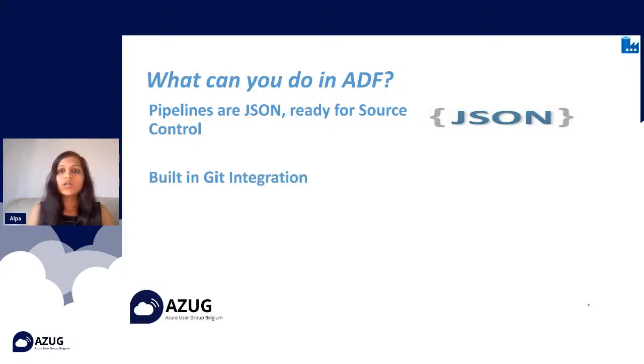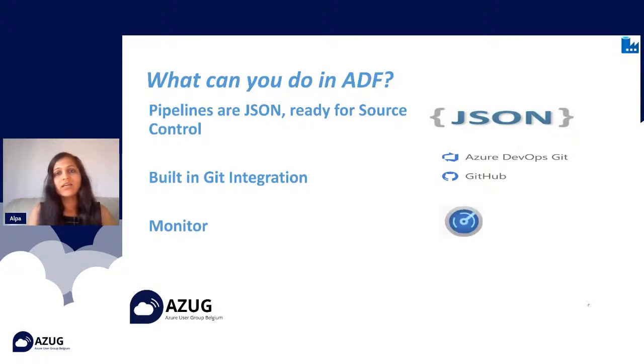Also, you can use Git integration through the UI, and at the moment we have two inbuilt integrations, which are DevOps Git and GitHub. These two you can use as a repository to deploy using the CI/CD pipeline. You can also monitor your ADF components, and manage your Azure Data Factory components using the Azure Data Factory UI without writing any code.